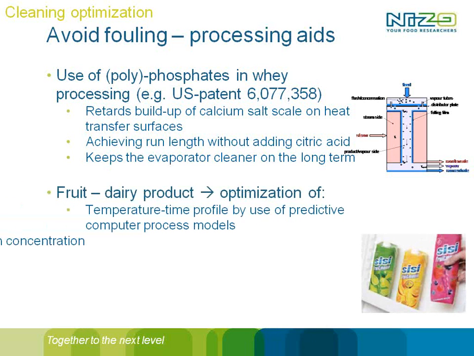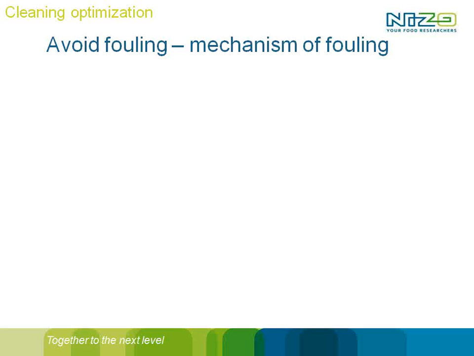Another example, a fruit dairy product, a combination of fruit with dairy. What we optimized over there was actually a process, and what we did is optimizing the time temperature profile. We used predictive models in combination with our practical experience, and by optimizing your time temperature profile, it was possible to reduce the amount of fouling and thereby increase your runtime. And pectin concentration was an important parameter in that respect.